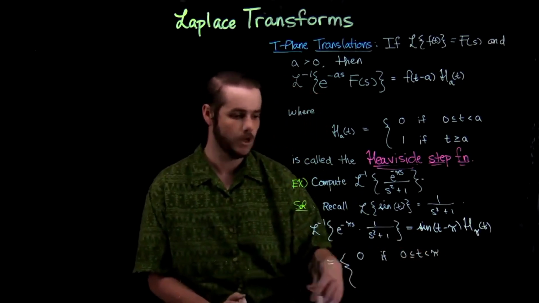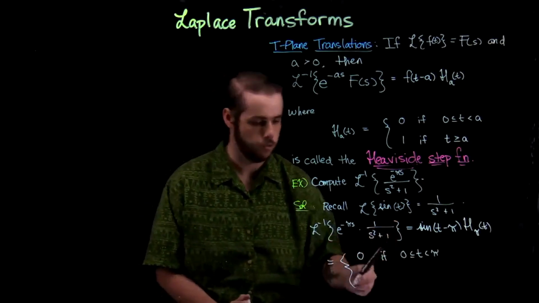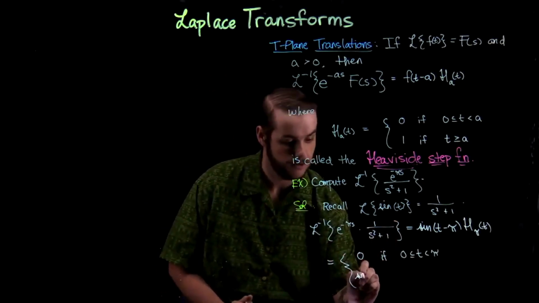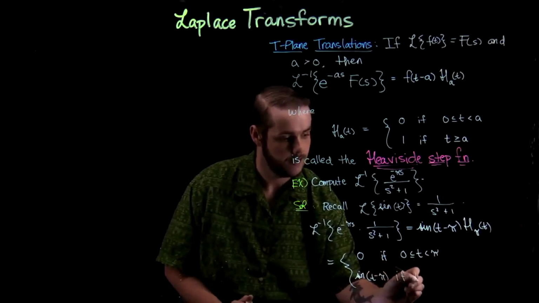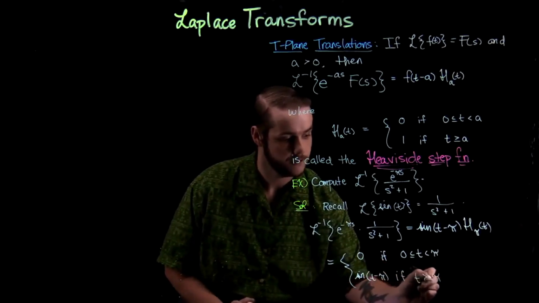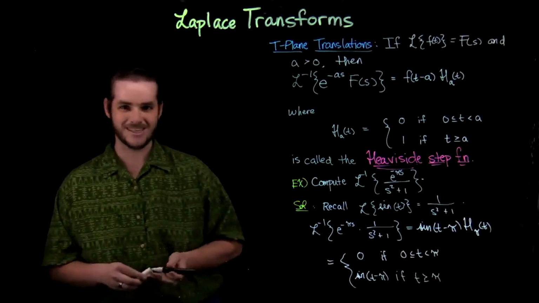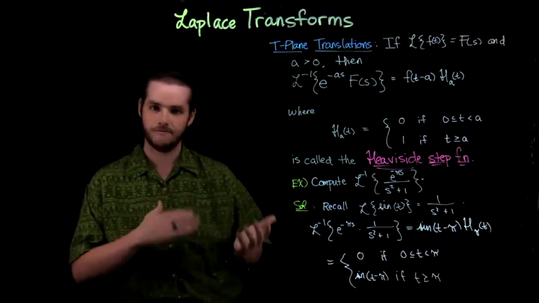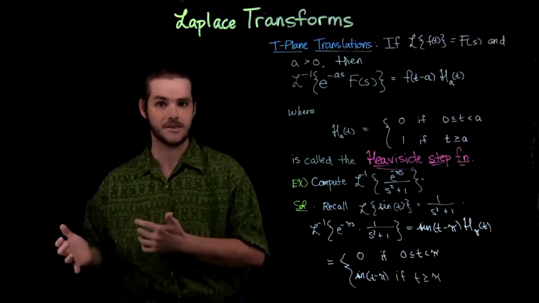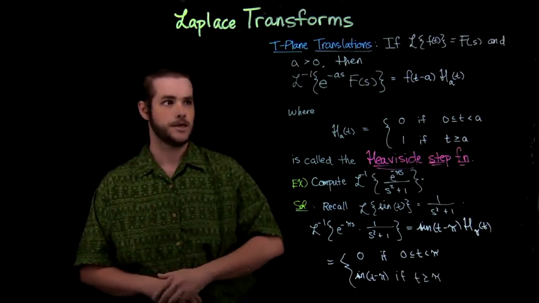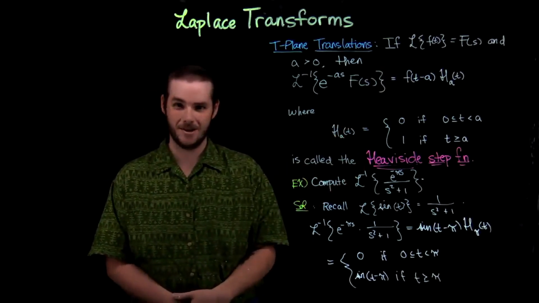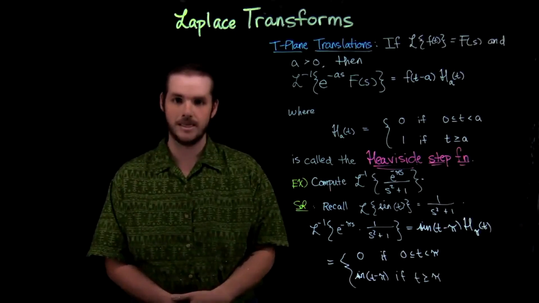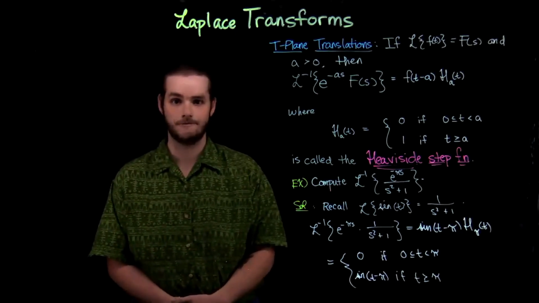But once I get to pi, the function is just 1, so I get sine of t minus pi if t is greater than pi. And do you notice essentially what this does is it prevents us from backtracking outside of the function's domain. Here, we only specified that f of t in our definition of the Laplace transform is well defined at 0 forward.